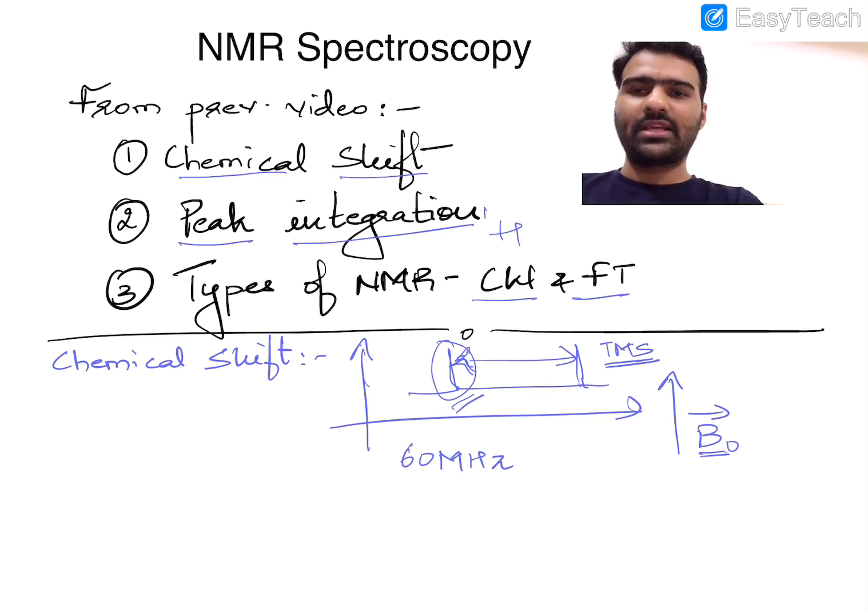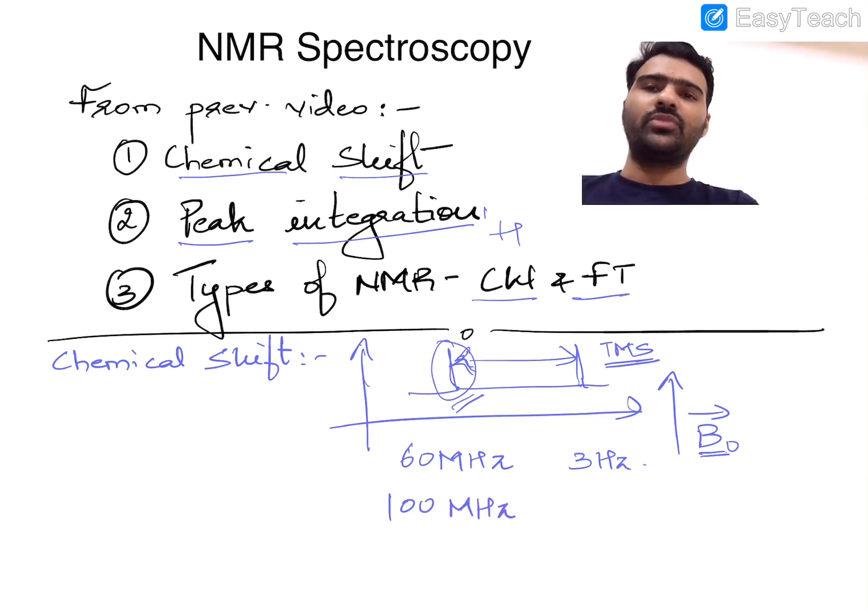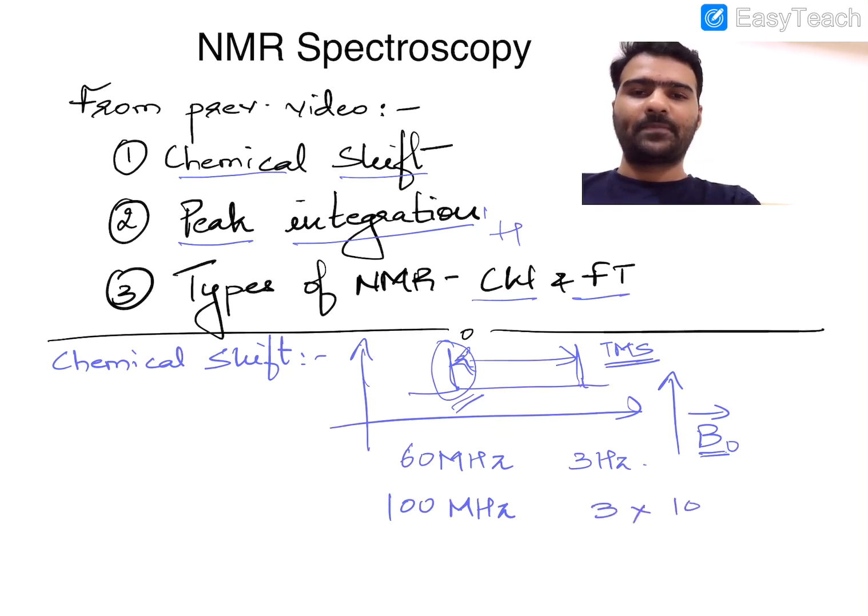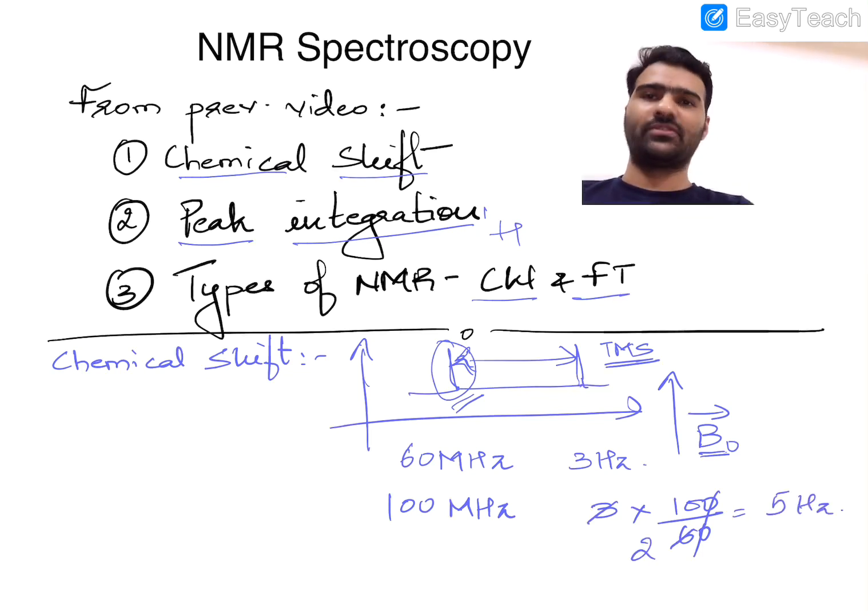Okay, so coming back, if at all I record NMR using a 60 megahertz instrument, and if I see the shift to be about 3 hertz from that of TMS, when I do the same thing on a 100 megahertz instrument, then the shift is not going to be 3 hertz, but it is going to be proportionate to that of an increase that has taken place. So the new shift is going to be 3 multiplied by 100 over 60. Okay, so that is going to be the new shift, and it's going to be about 5 hertz that I'm going to see observed from TMS.